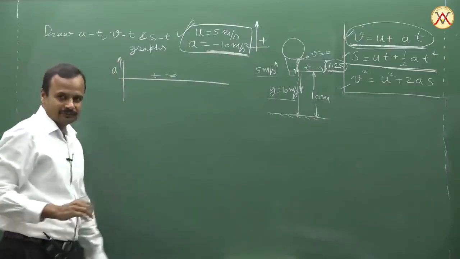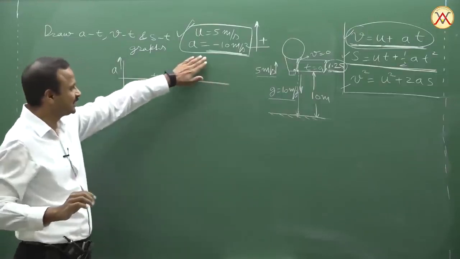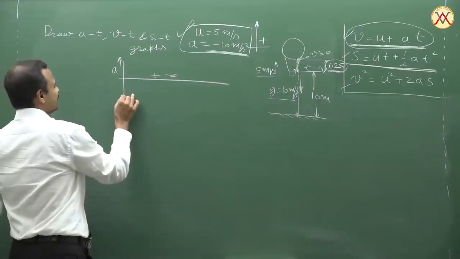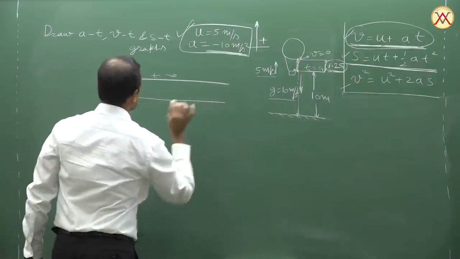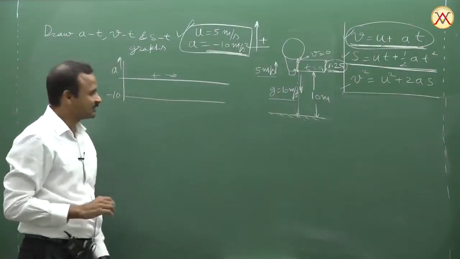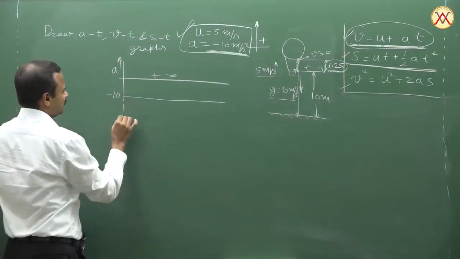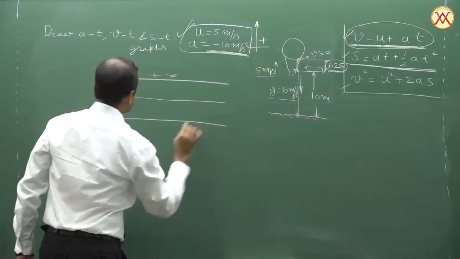So, the graph will have zero slope. It's not changing. Acceleration is not changing. Its value is simply minus 10. So the graph will look like this. Acceleration is minus 10 always. Now the velocity time graph.